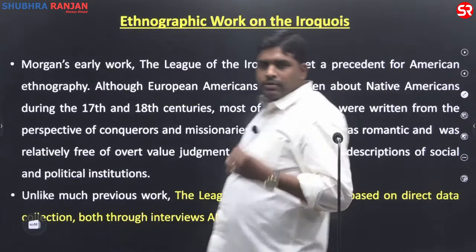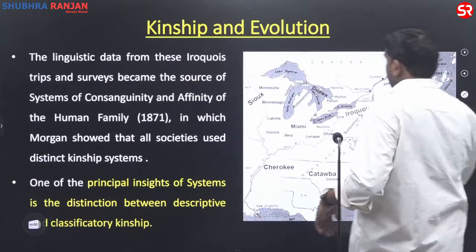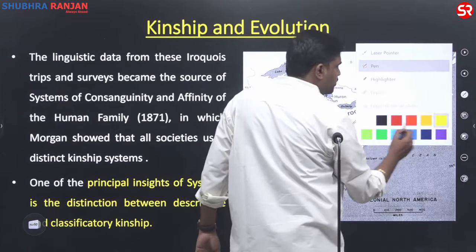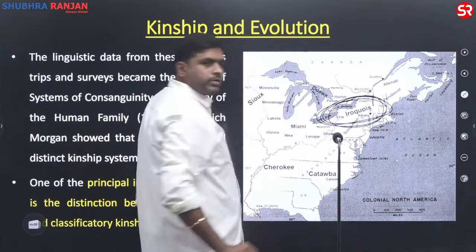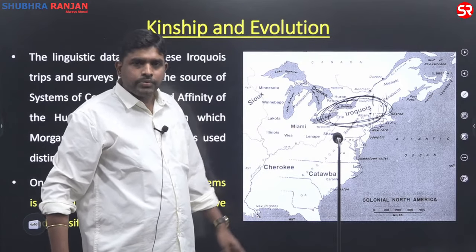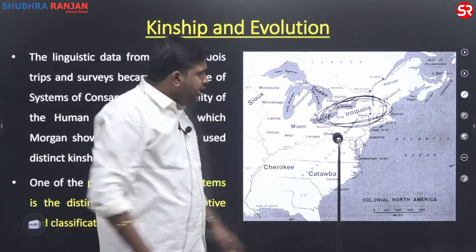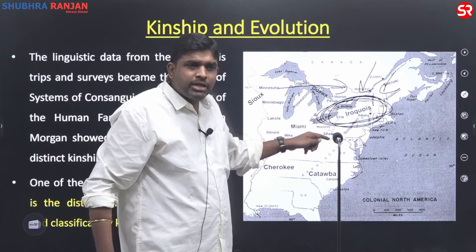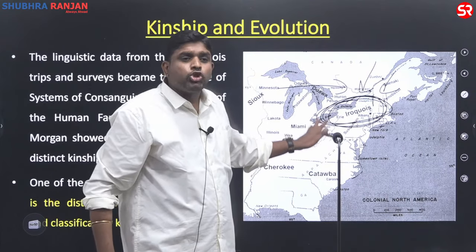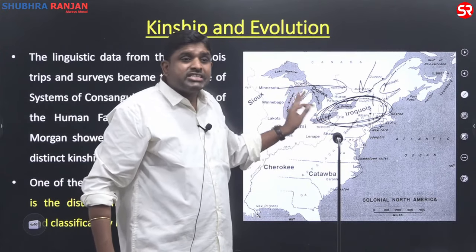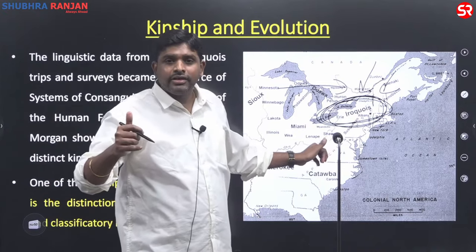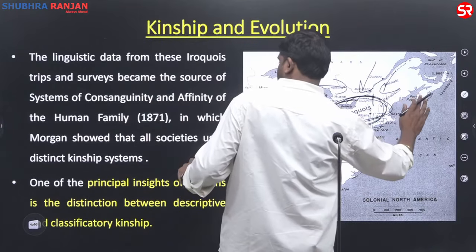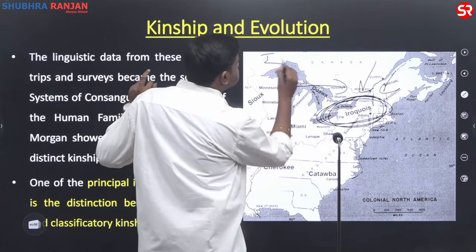First, there is one society called, if you see here, North America. There is something called Iroquois, one tribal community. He went here and studied the Iroquois Indians, everything about them, and he wrote their ethnography, and that ethnography is called Iroquois Indians. He is the first person who did field work there. You should get one doubt: sir, you are using the word Iroquois Indians.